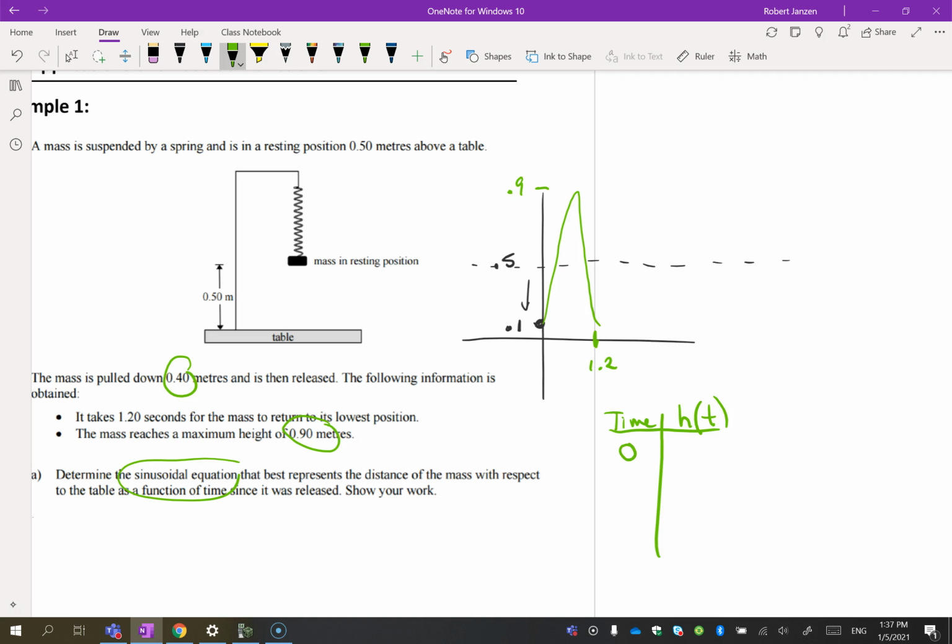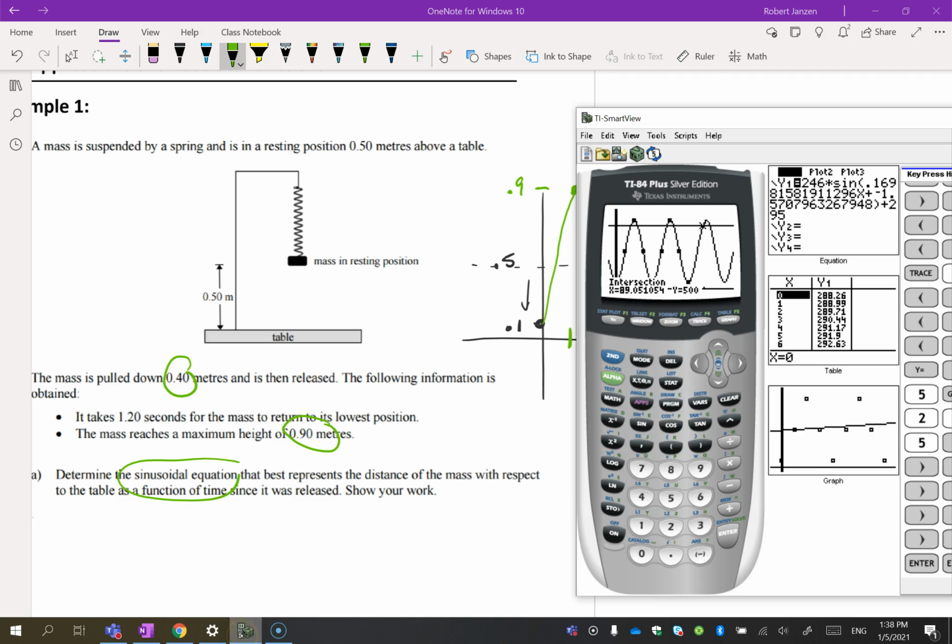At 0, what is the time? It's 0.1. Do we know any other points? Well, I know that at 1.2 seconds, it's down to 0.1 again. Okay, and I also know that it goes up to 0.9. When is it at 0.9? Well, you should understand that sinusoidal graphs are perfectly symmetrical, so this is going to happen exactly in the middle. So I would divide that by 2, and at that point it's going to be 0.9. Okay, so I'm going to enter that into my calculator.